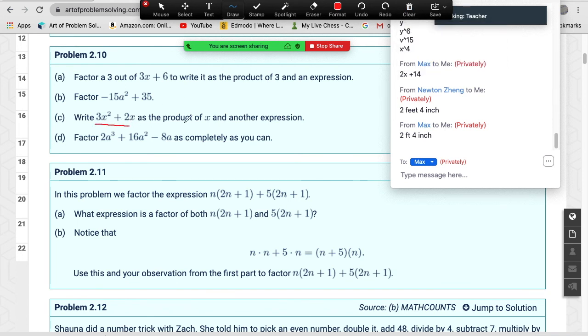Write this one as a product of x and another expression. Say the first one, you can write like x times 3x. This one will give you 3x squared. Then plus x times 2. So we have their common factor x, take it out. You got 3x plus 2 left.